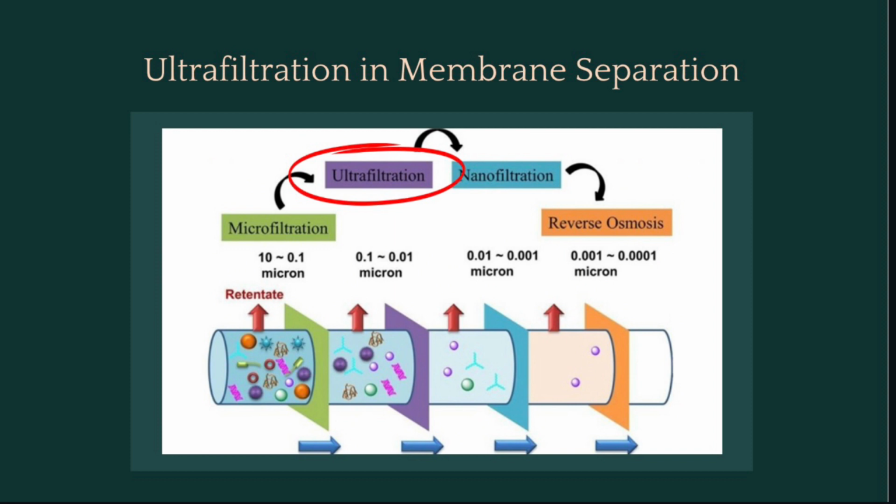Membrane separation technology can be divided into several types according to the pore size and separation mechanism of the membrane. These types include microfiltration, ultrafiltration, nanofiltration, and reverse osmosis. So now, let us proceed with the ultrafiltration process. Ultrafiltration is a membrane separation process that separates solutes through ultrafiltration membranes.